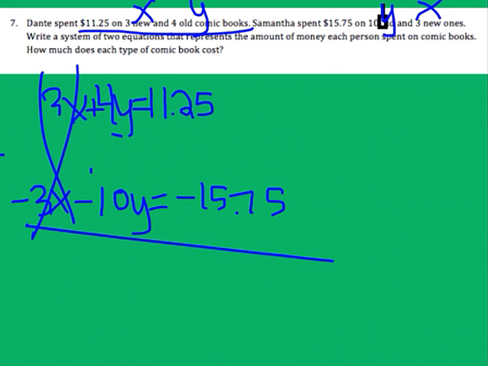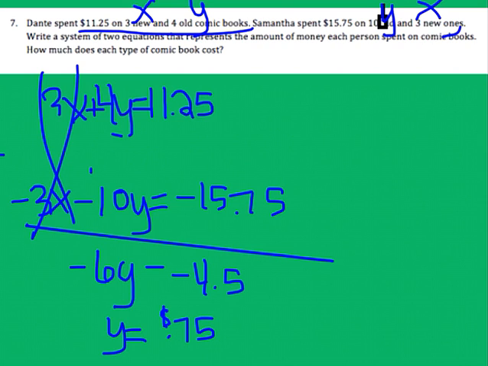Well, the 3x and the negative 3x will cancel out. 4y minus 10y is a negative 6y. 1125 minus 1575 is going to give you a negative 4.5. Dividing both sides by a negative 6, you're dividing 2 negative numbers, which is going to become positive. So then you end up getting 75.